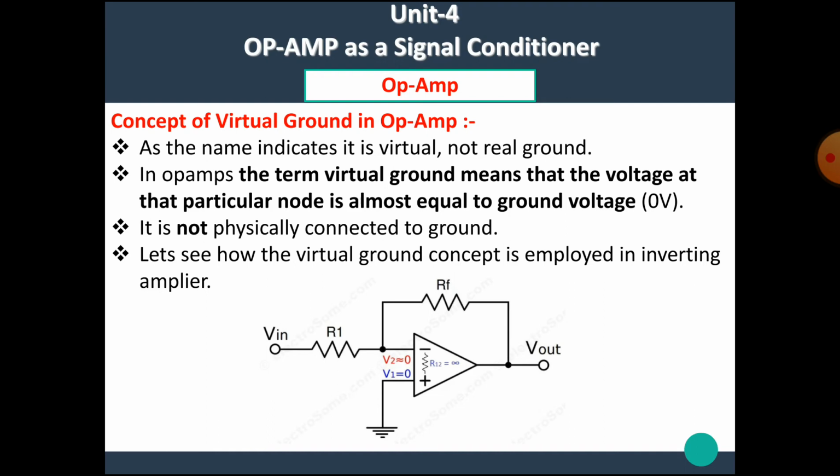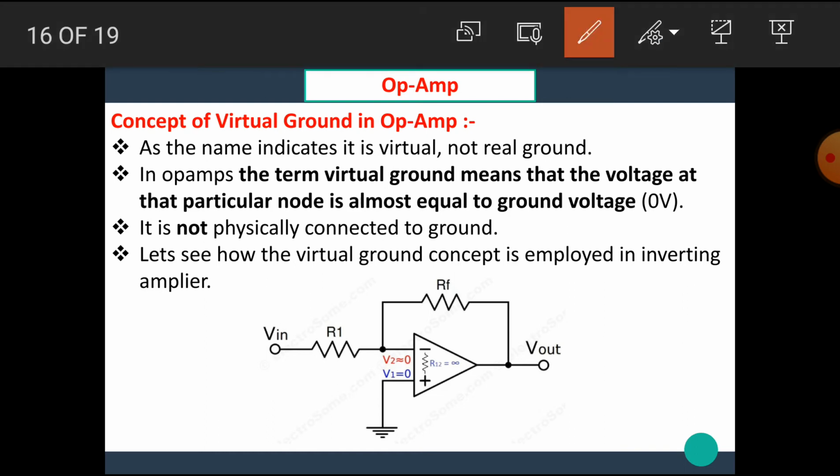Now, let's see the concept of virtual ground in an operational amplifier. What is the virtual ground in an operational amplifier? As the name indicates, it is a virtual, not a real ground. That means this is the virtual ground. This terminal is not actually connected to ground.